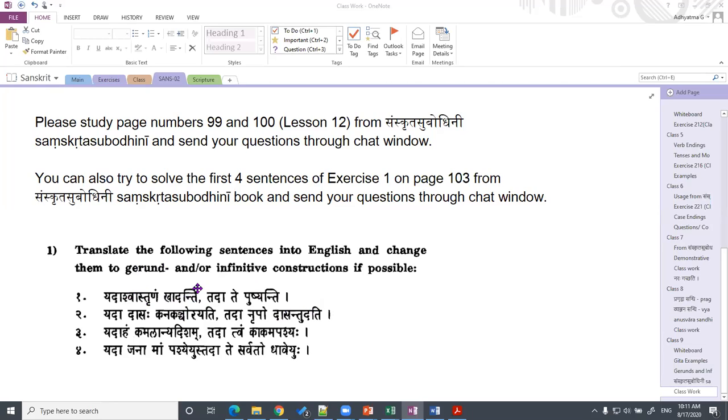There is a question about page 100. Let me open page 100. Infinitive to see is used although there are different agents, Sita and Rama. So page number 100 in the book. Okay, I'll come to this question shortly, Michael.